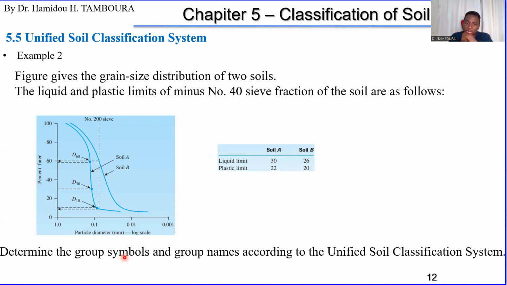But at least if you are asked to give the group name, you have to obtain the group symbol first before doing the group name. Okay, you have no choice. Okay, let's try. I will do soil A, and maybe for soil B you can do it by yourself. You can try.